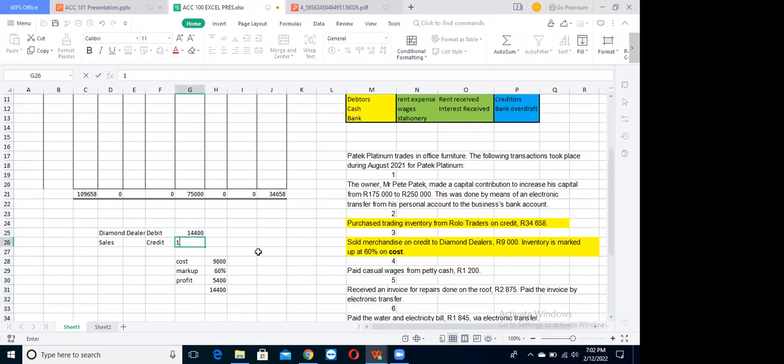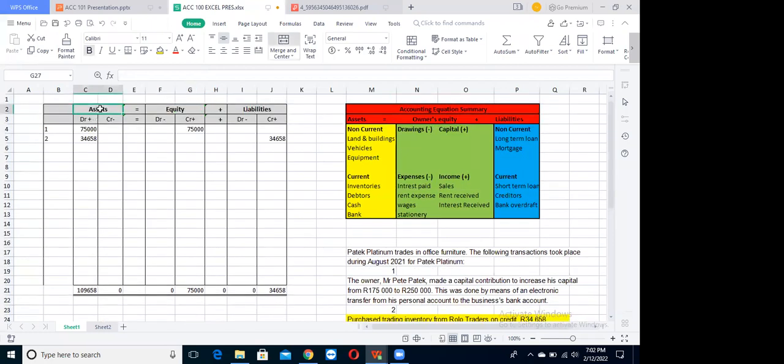14,400 and credit how much? 14,400, for us to be able to make a profit out of that transaction. Now, the next headache that we have is to know which account we are going to debit, which class we are going to debit, and which class we are going to credit. So we write our transaction number, which is number 3.